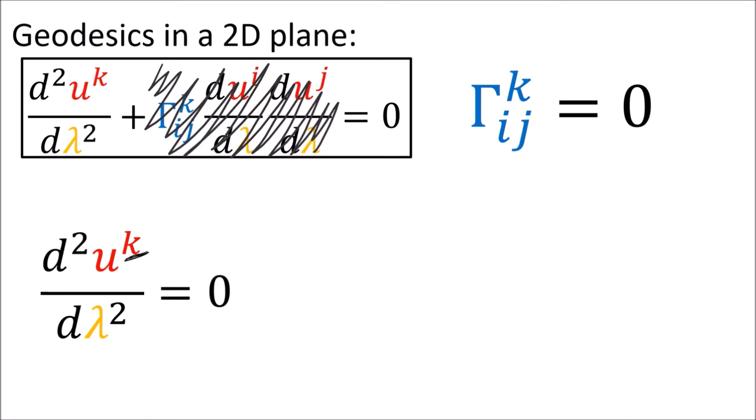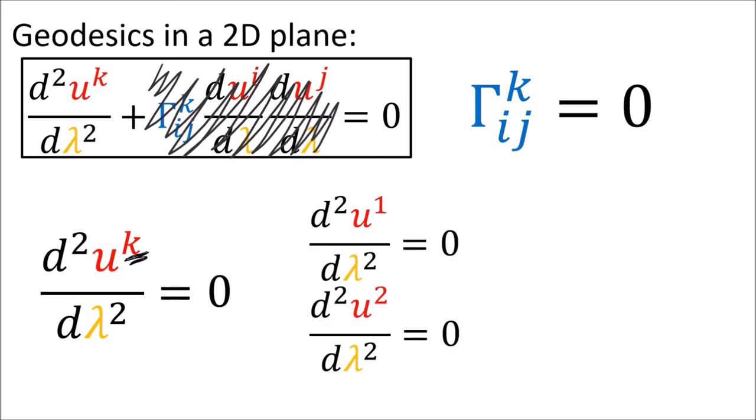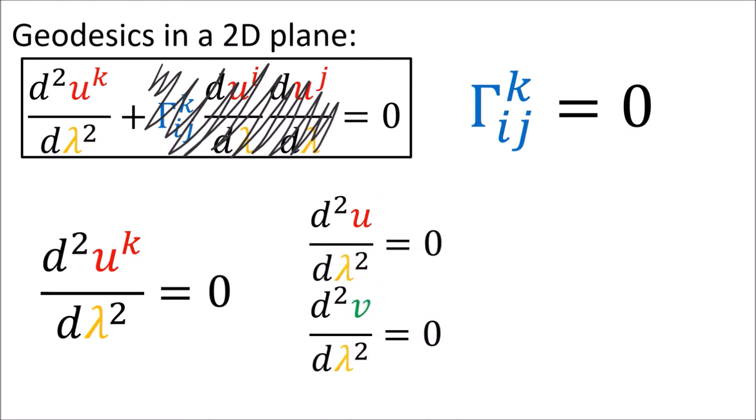So notice that there's this k index here. So what this means is that we actually have two equations here, one for u1 and one for u2. And instead of writing u1 and u2, I'm just going to use the u and v variables instead. So we have two differential equations here, and we need to come up with solutions for them. And what these equations are saying is that the second derivative of the u and v coordinates are zero.